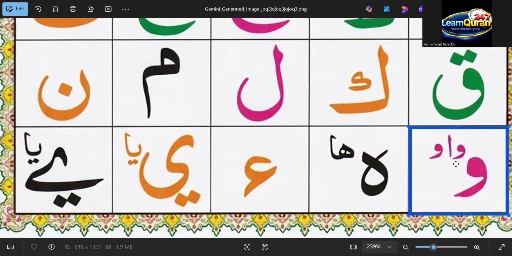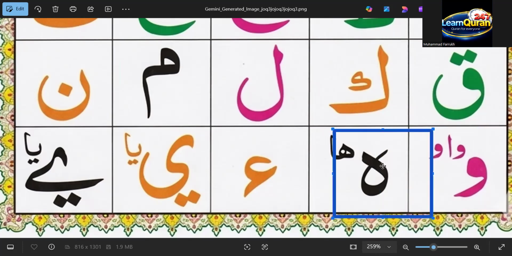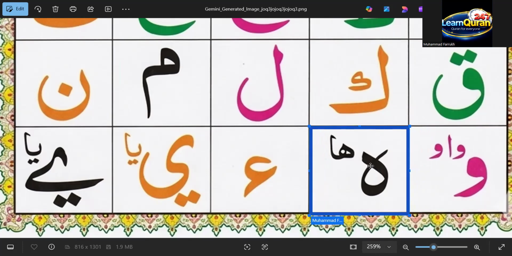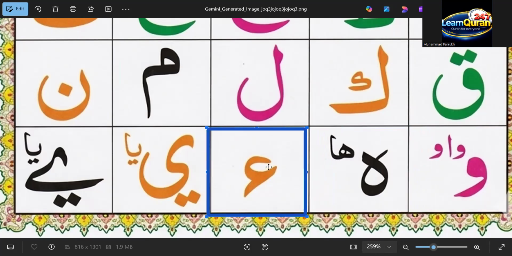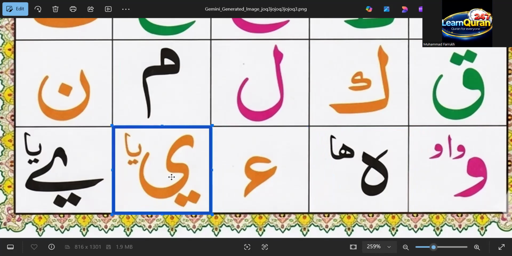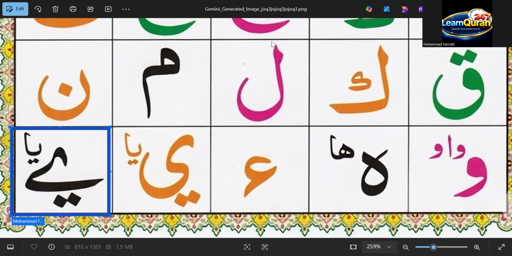Moving to the next letter now, it is waw. It is waw. After waw, we have another letter, ha. And after ha, we have the next letter. It is hamza. What is that letter? It's hamza. Next is ya. Two dots down. Remember, the other one is ya as well, but the shape is different. It is ya, and that other one is ya as well. So today's lesson ends. Inshallah, we will continue with a new lesson tomorrow. Thank you. Assalamu alaikum wa rahmatullah.